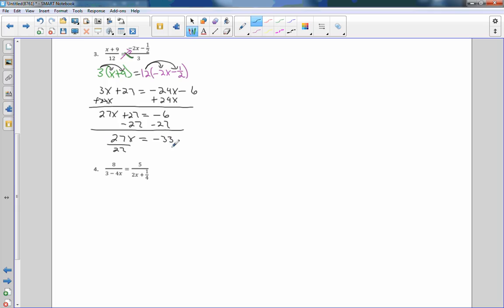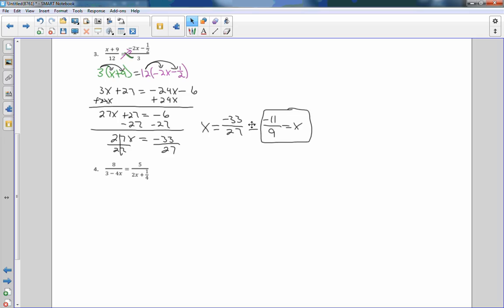Divide by 27, both sides. These cancel, and therefore x equals negative 33 divided by 27. They're both multiples of 3, and so therefore that reduces. 3 will go into 33 11 times, and 3 will go into 27 9 times. So x equals negative 11 ninths.